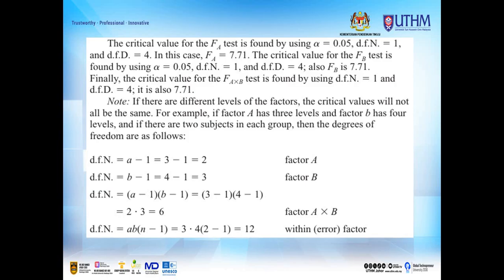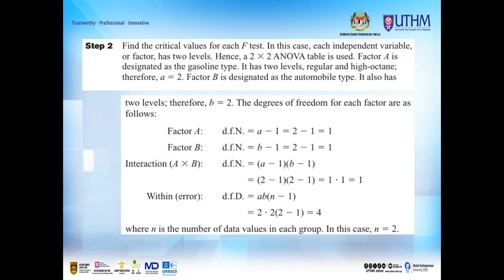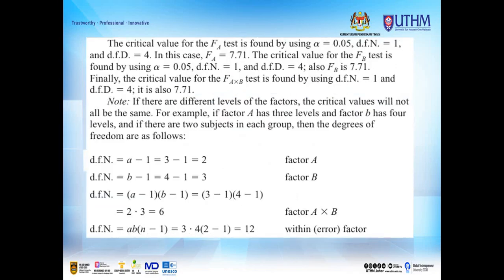Next, the critical value for the FA test is found by using alpha 0.05, DFN 1, DFD 4. So in this case, FA will be 7.71. So it's going to be 7.71 for this case.